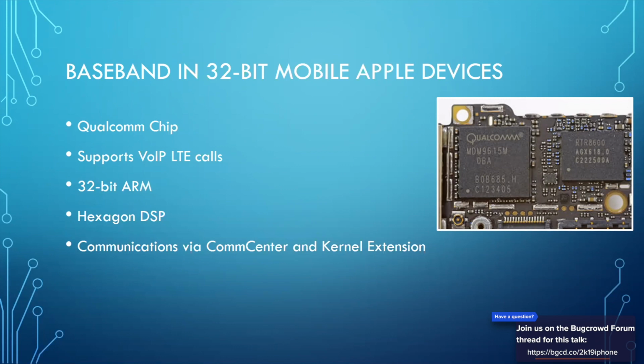The architecture is mostly 32-bit, but the newer iPhone 5 from the 32-bit Apple devices uses the Hexagon DSP processor, which is from Qualcomm itself. They developed this processor, and this processor also has some increased security mechanisms to prevent execution of certain memory. Communications for the baseband on iOS, Apple's operating system, go through the daemon com center and through the kernel extension. For the rest, there are no references to the baseband whatsoever.